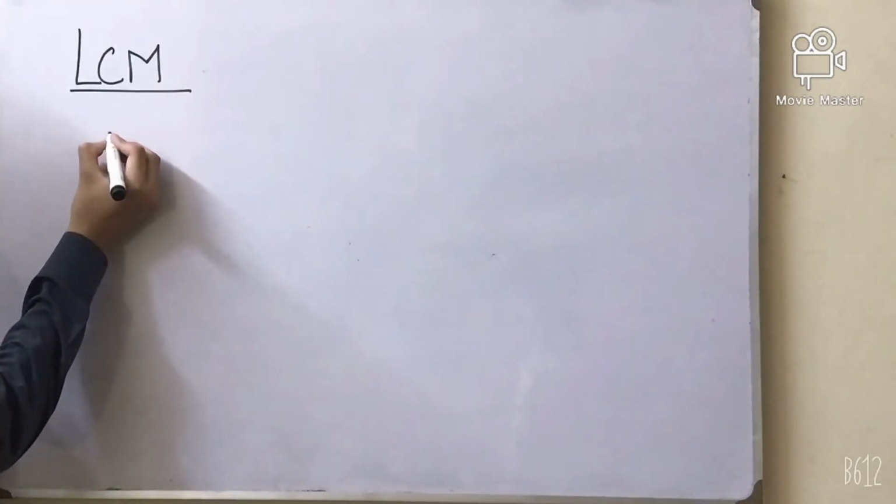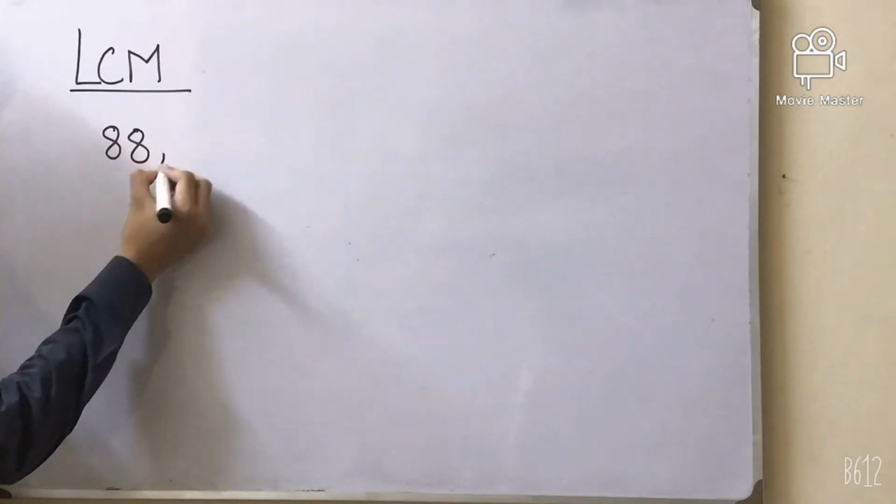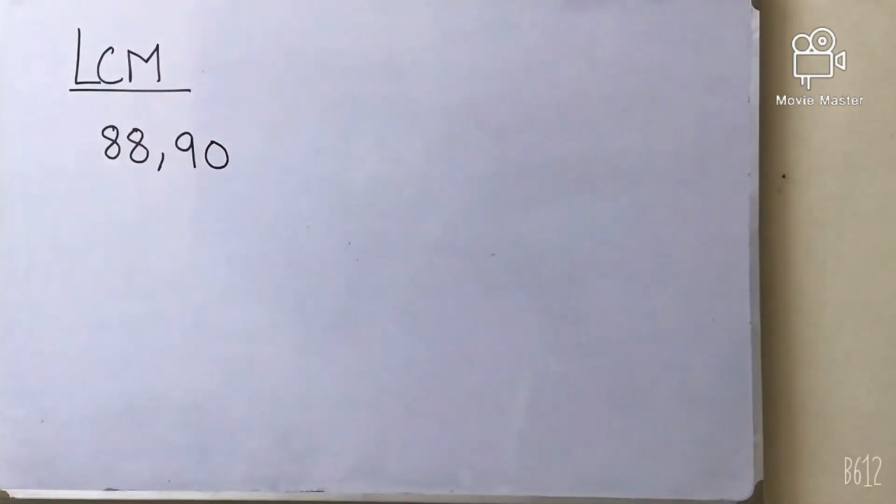instead of 3 and 6 we have the numbers 88 and 90? What would we do? It is not possible for us to write down the tables of 88 and 90 and then take out the least common multiple. That would take a very long time.